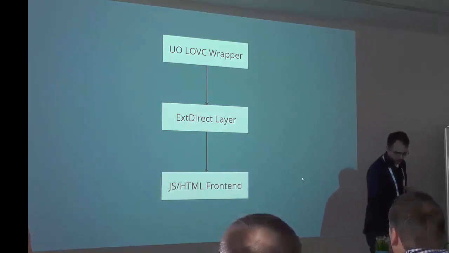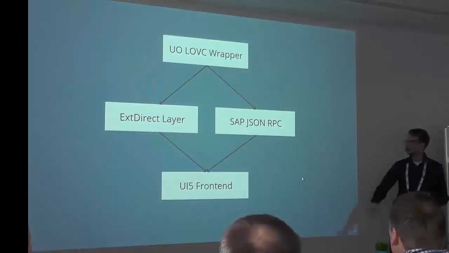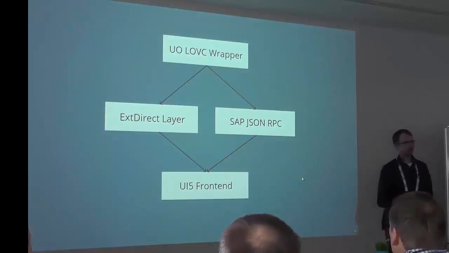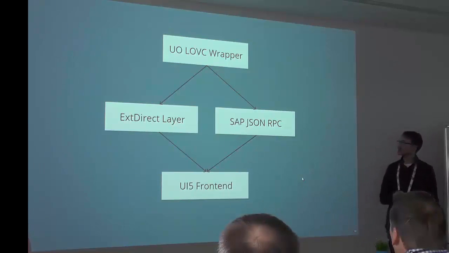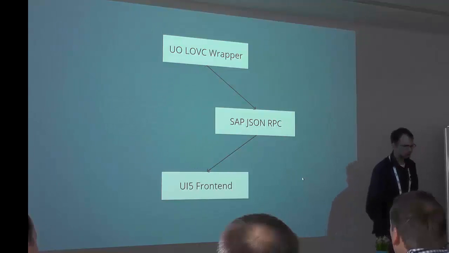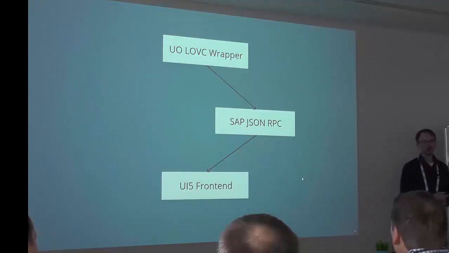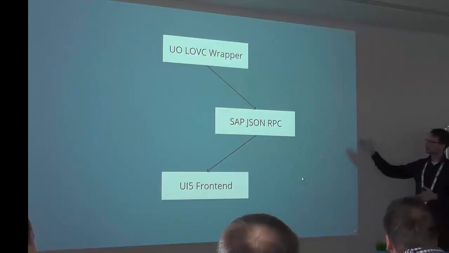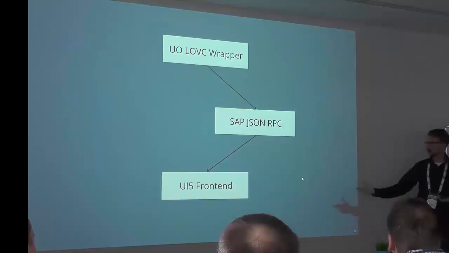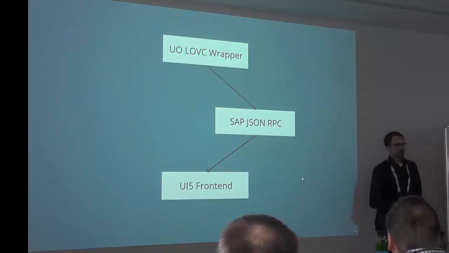And thanks to new technologies, we now have the gateway. The gateway offers a JSON RPC service, so we can now call function modules with SAP gateway functionality. So this old legacy code can be dropped, and we have standard ways to call this. And of course, the front end is now UI5 code.